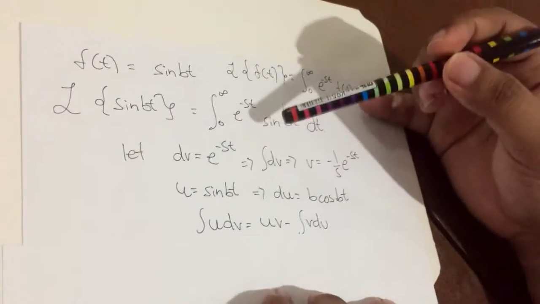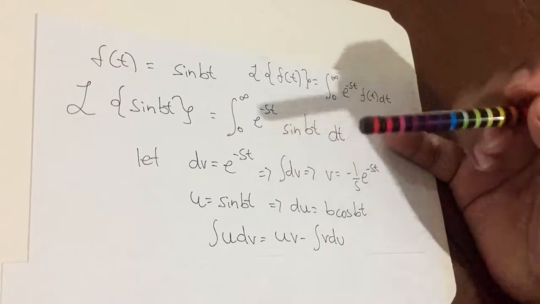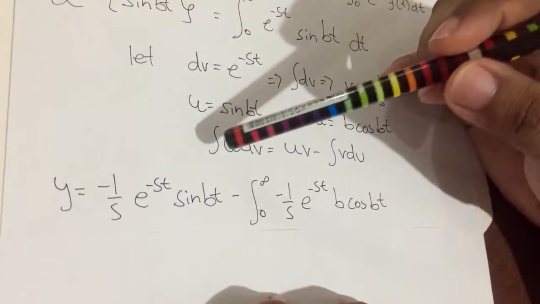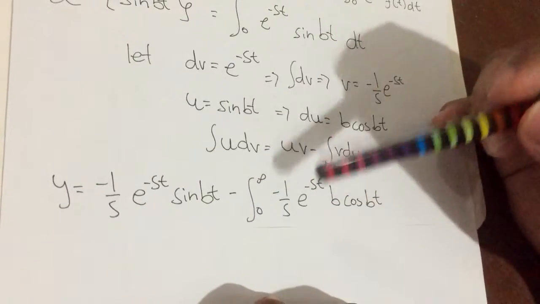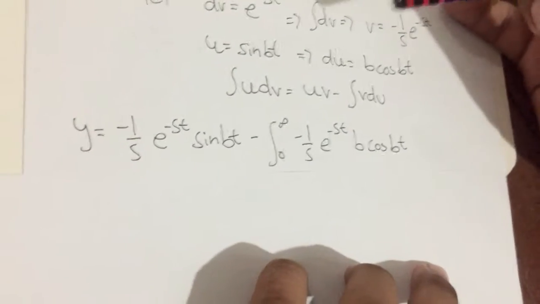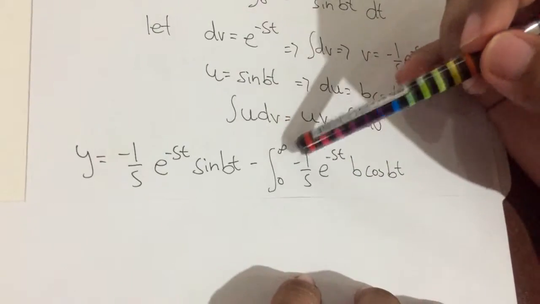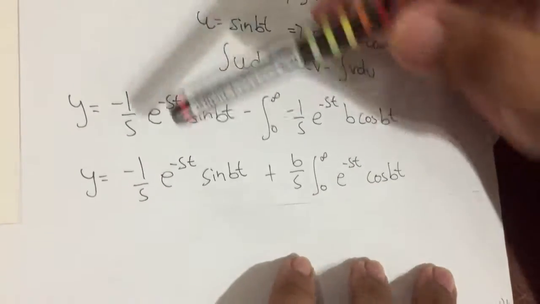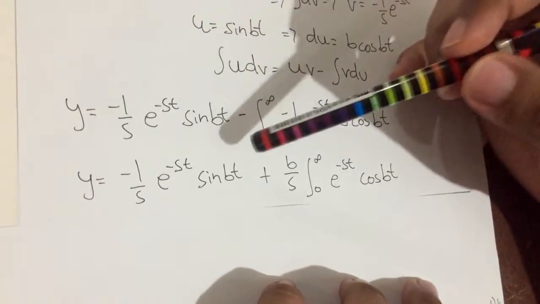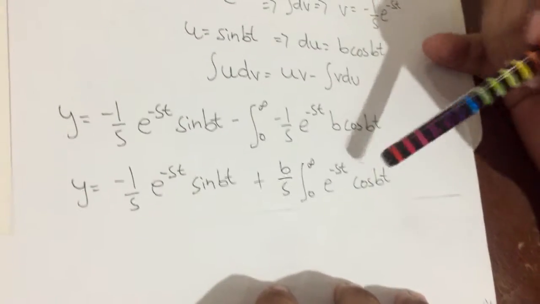We substitute u and v here, minus the integral of v du, and we get this equation. Y is equal to negative 1 over s e to the negative st sine bt minus the integral of negative 1 over s e to the negative st b cosine bt. Then we factor out b and negative 1 over s, which will result in this equation: negative 1 over s e to the negative st sine bt plus b over s times the integral of e to the negative st cosine bt.